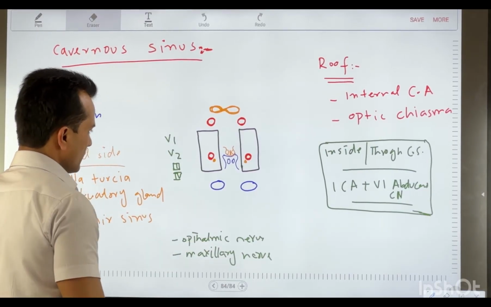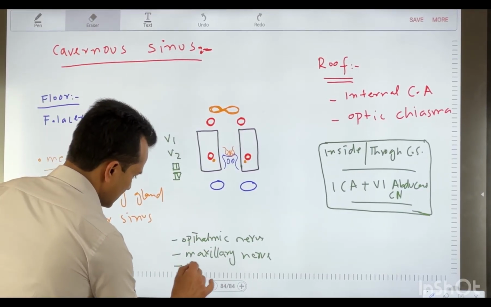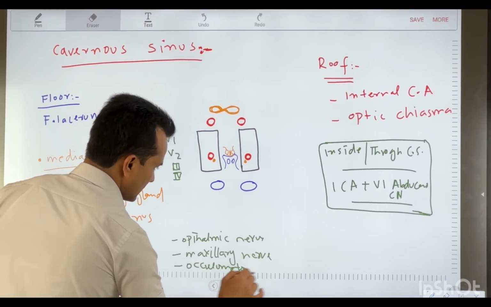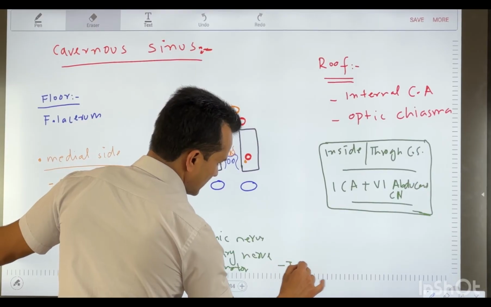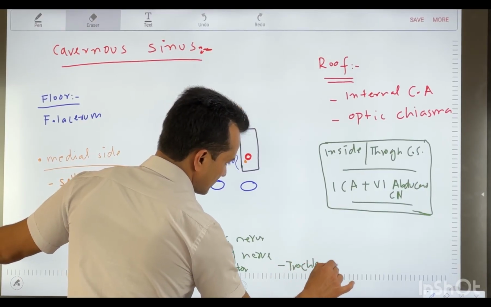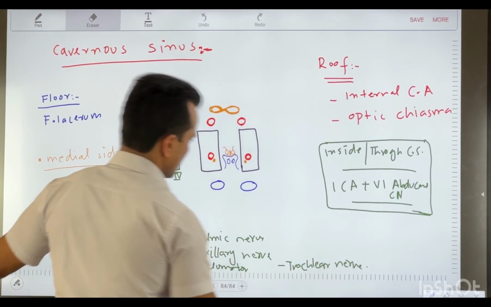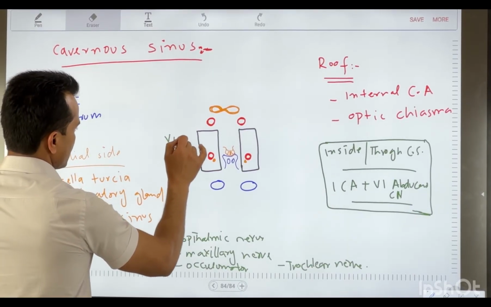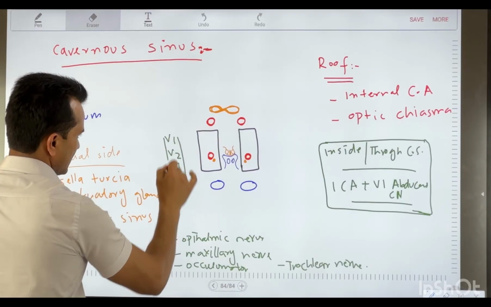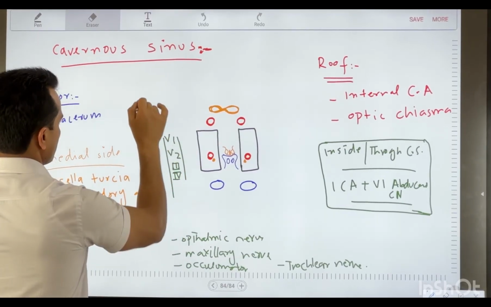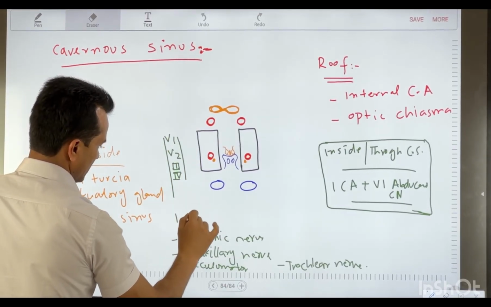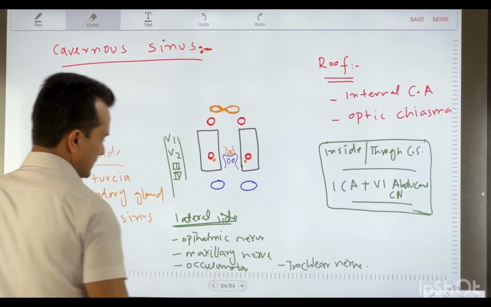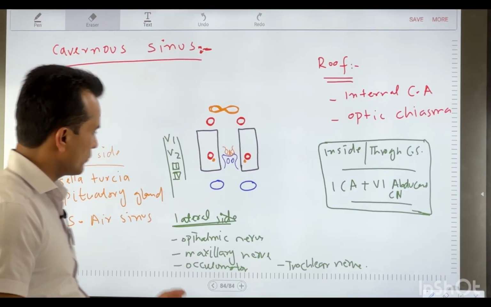Third is your oculomotor, and fourth is your trochlear nerve. So these are the structures which are present on the lateral side of the cavernous sinus. So here you can write: lateral side of the cavernous sinus. This is your V1, V2, third and fourth cranial nerve.